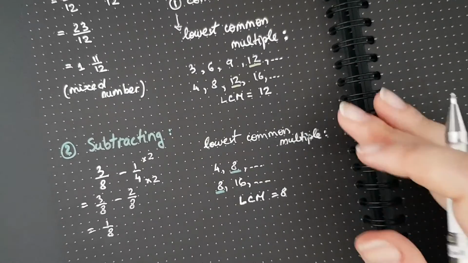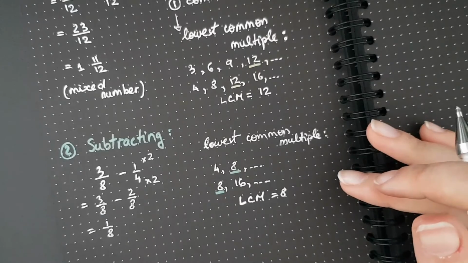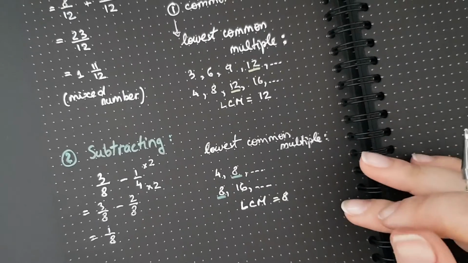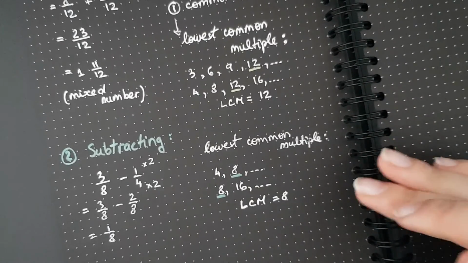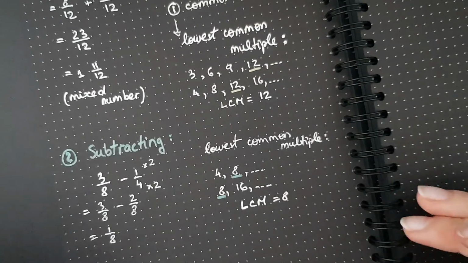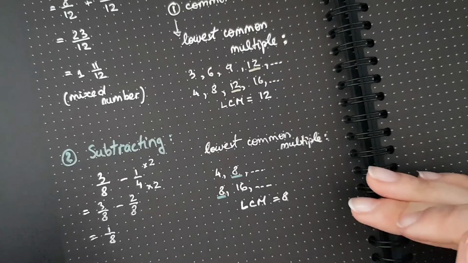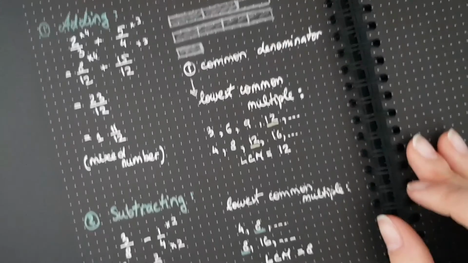So I hope you get the whole point of the lowest common multiple here on the side, because I think this is really, really important, and it just makes the work way easier and faster.